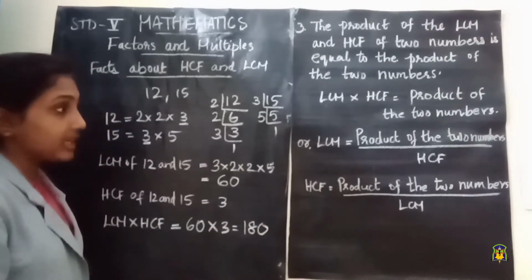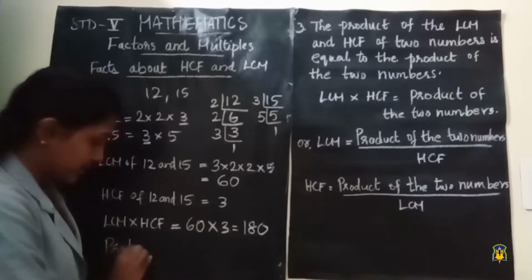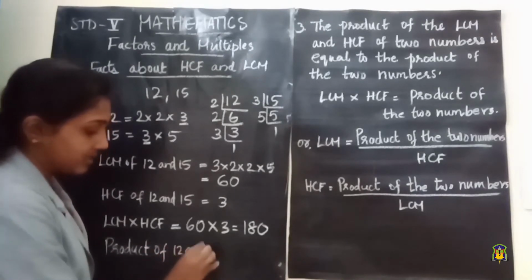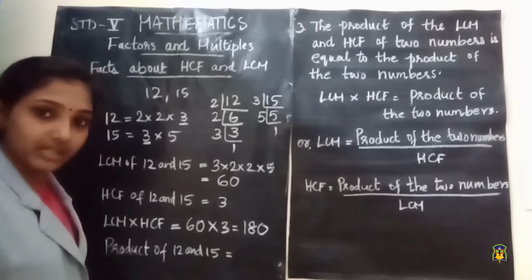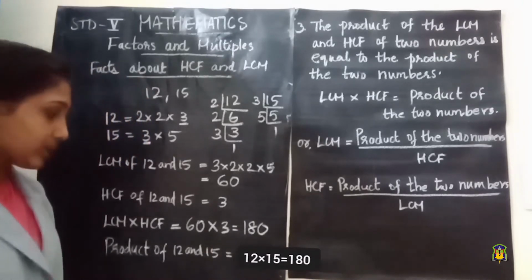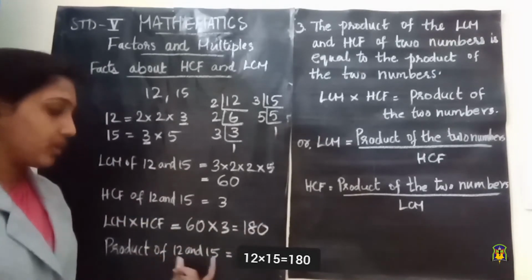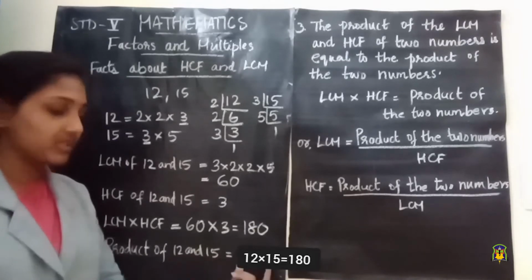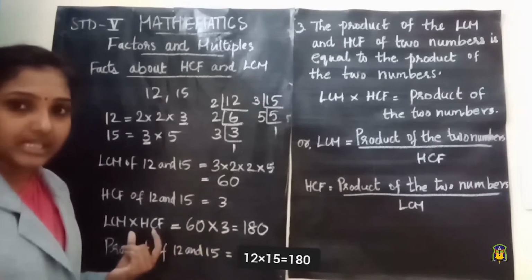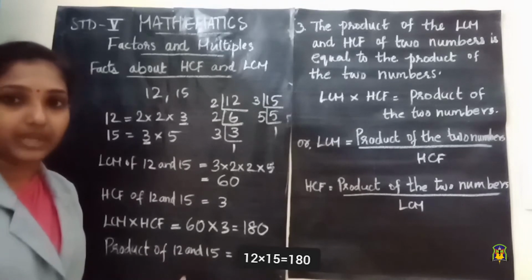Next, let's find out the product of the two numbers. Product of 12 and 15 is again 180 itself, right? So what we got? LCM into HCF is equal to 180, and also the product of the two numbers 12 and 15 is equal to 180. So the product of LCM and HCF is equal to the product of the two numbers.